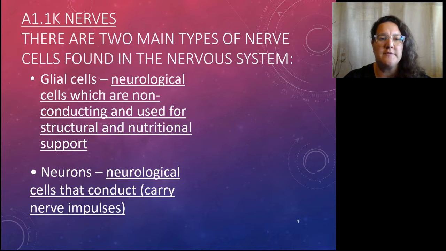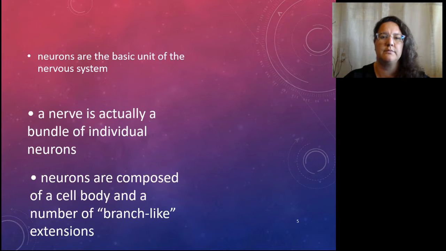When we look at our nerves, there are two main types of nerve cells found in the nervous system. We have glial cells, which are neurological cells that are non-conducting and used for structural and nutritional support. And then we have neurons, which are neurological cells that carry and conduct impulses. Neurons are the basic unit of the nervous system.